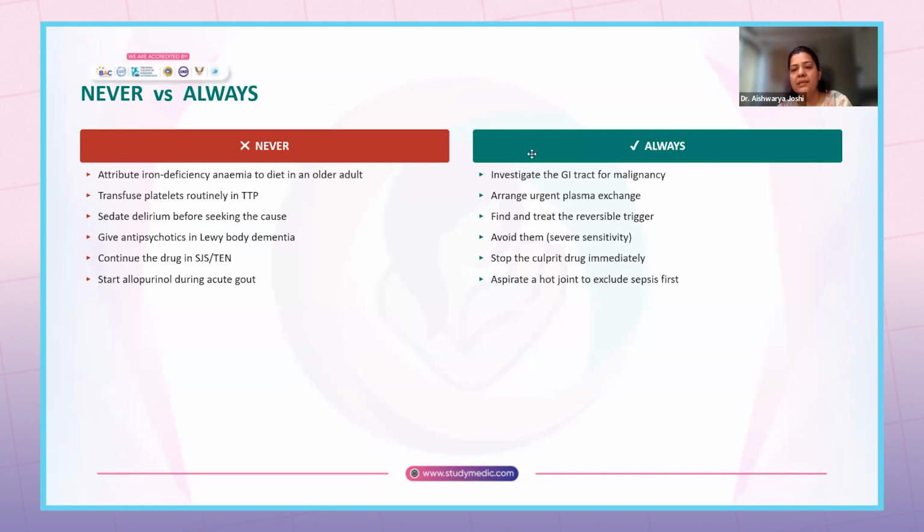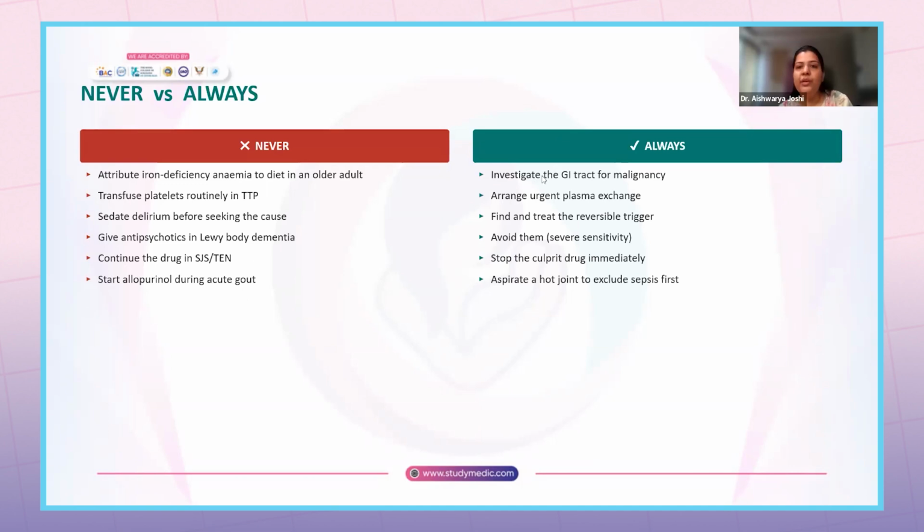Coming to the summarization of today's session. Never attribute iron deficiency to diet in elderly. Transfuse platelets routinely in TTP. Sedate delirium before seeking the cause, otherwise the patient is at risk of trauma. Give antipsychotics in Lewy body. Never give antipsychotics in Lewy body dementia. Continue the drug in SJS or TEN, never do this. Start allopurinol during acute gout, never do this.